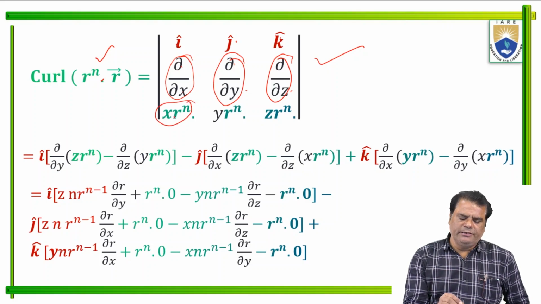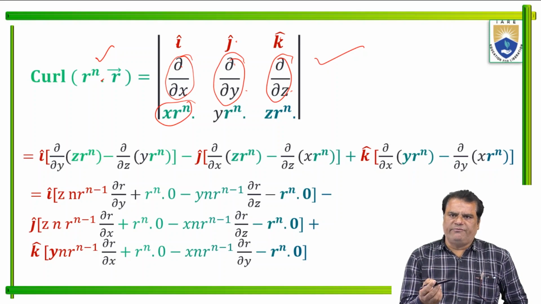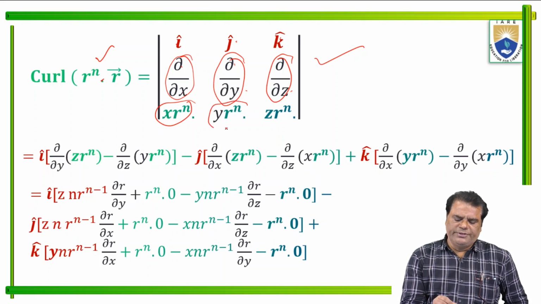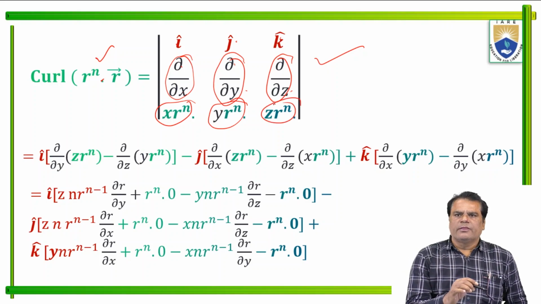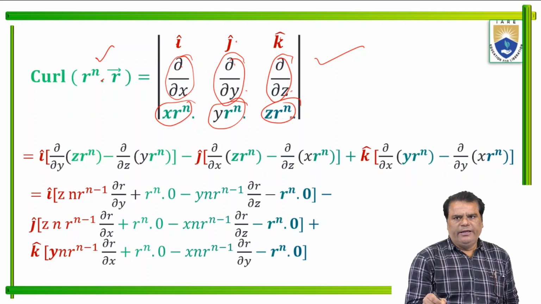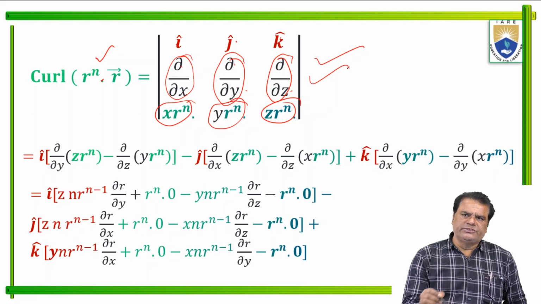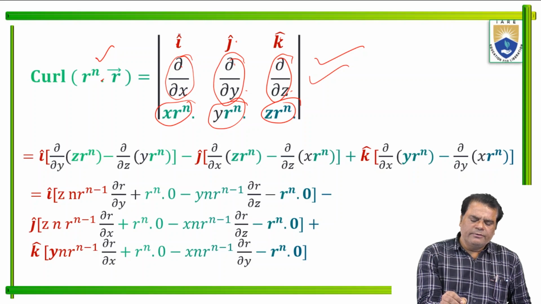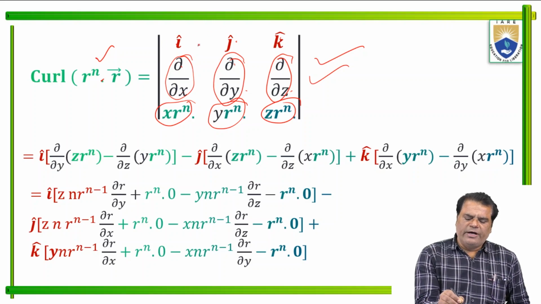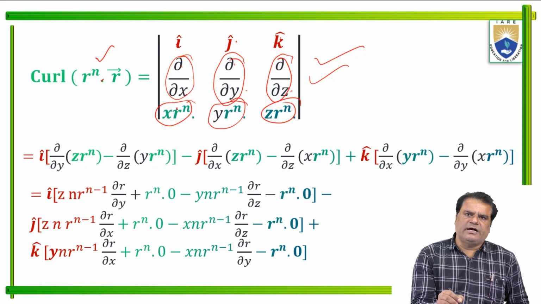And this function is the coefficient of i in the given vector point function. This is the coefficient of j in the vector point function. This is also the coefficient of k in the given vector point function. Now, after solving this determinant, we get, first of all, taking first row and first column, eliminate. Eliminate first row and first column. Then multiply this to this.